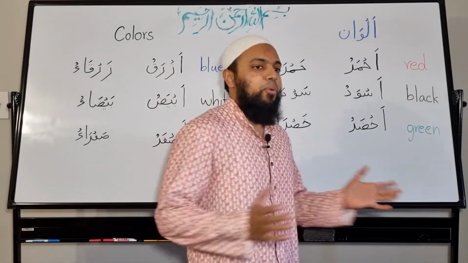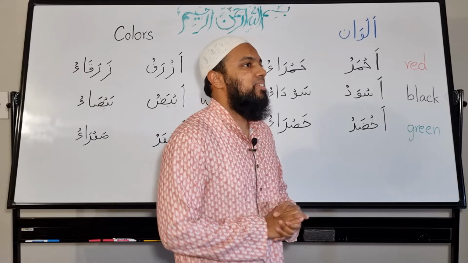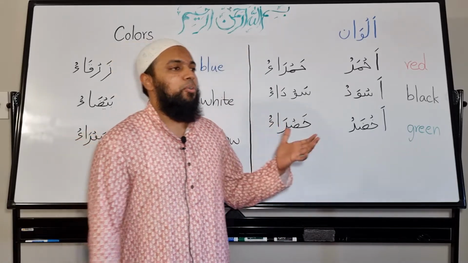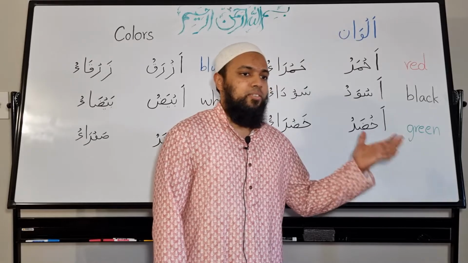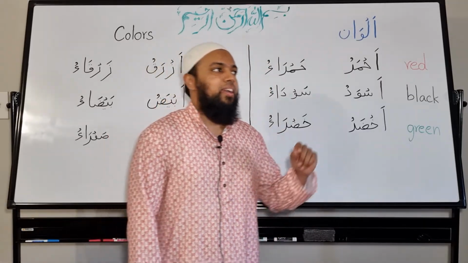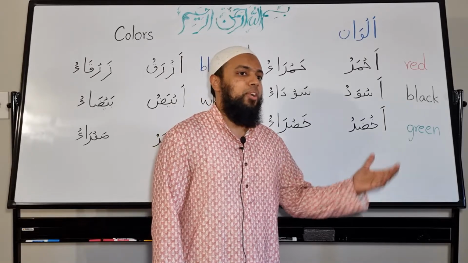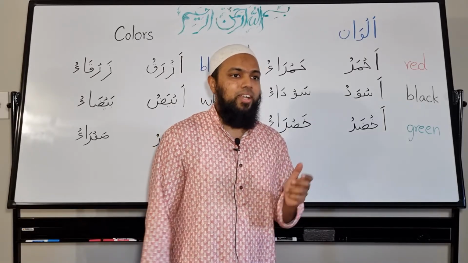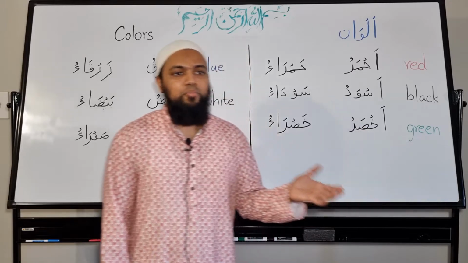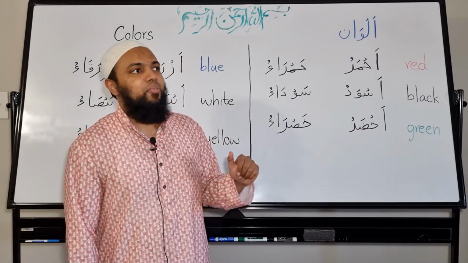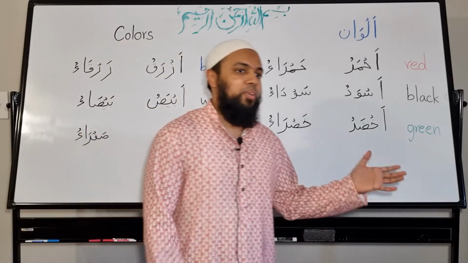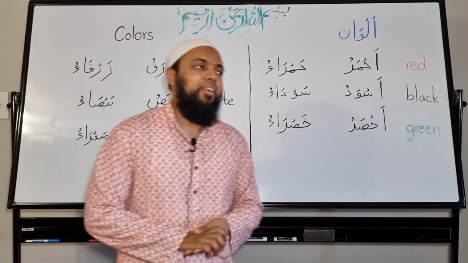We looked at a couple of examples in our last class. For example, if we want to say the door is open, right? So door is babun, and if we want to say the door, it will be al babu, right? And open, maftuhun, right? So al babu maftuhun. This would be the Arabic for that.